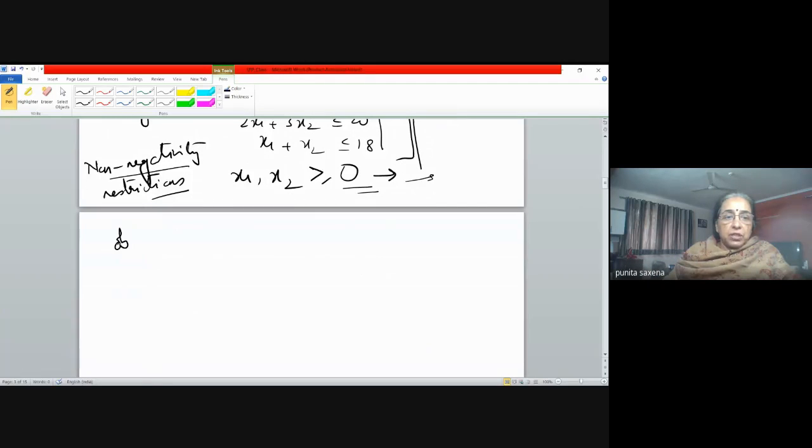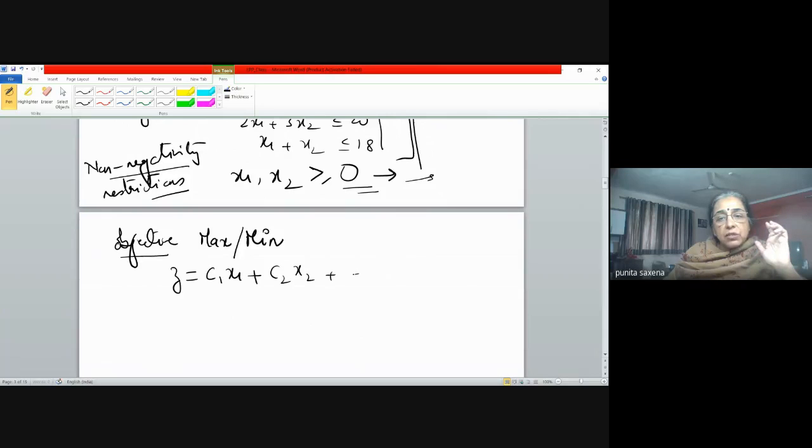Now, once we have this, we have a problem in which we basically have an objective function. This was with regard to two or three variables. The problem could have been that he wanted to maximize his revenue, or to minimize his cost of production. So a typical linear programming problem will either maximize or minimize an objective function, which will be something like C1x1 plus C2x2 plus up to Cnxn. How many variables do I have? N number of variables.